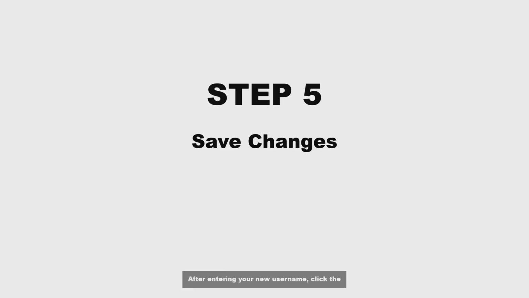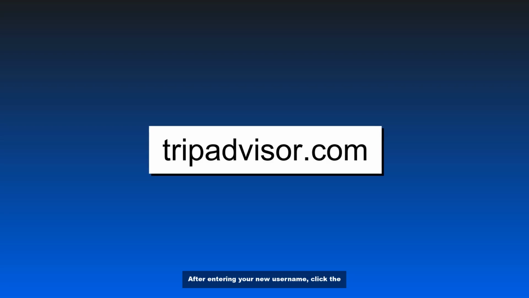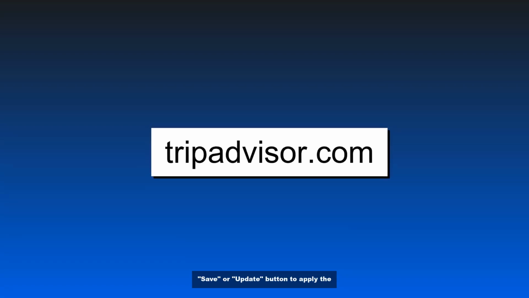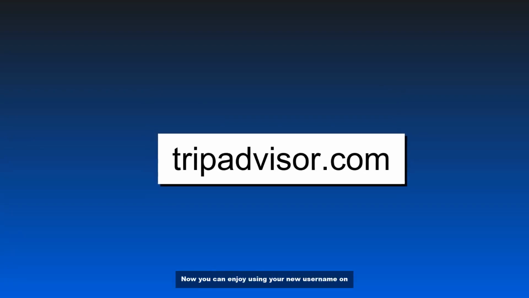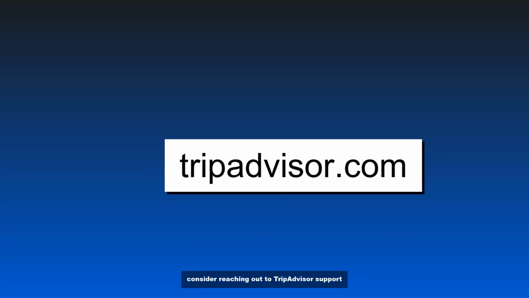Step 5. Save changes. After entering your new username, click the Save or Update button to apply the changes. You should receive a confirmation message indicating that your username has been successfully updated. Now you can enjoy using your new username on TripAdvisor. If you encounter any issues, consider reaching out to TripAdvisor support for assistance.